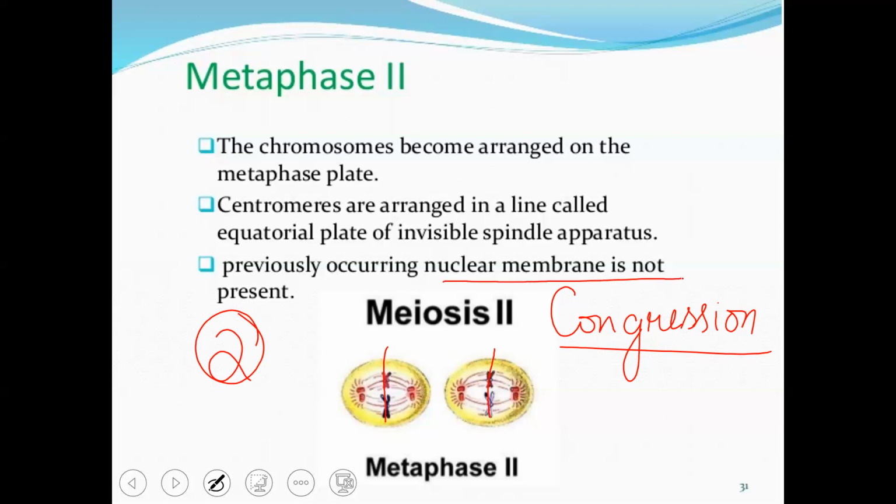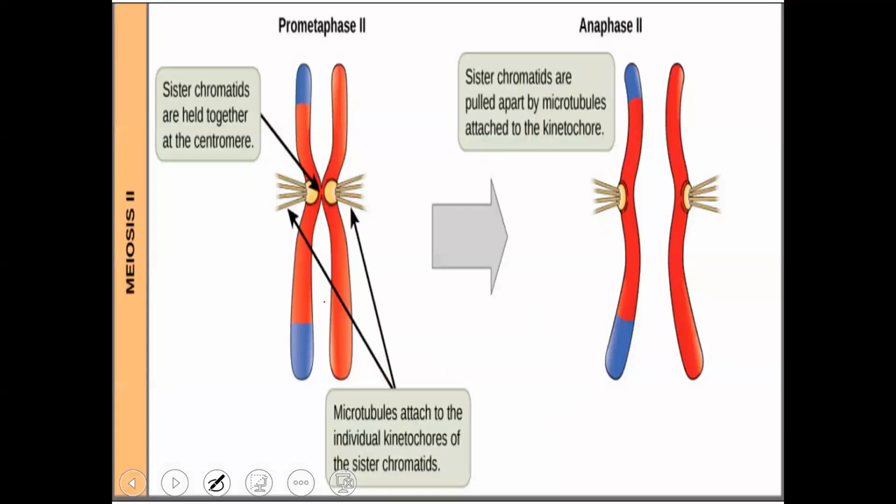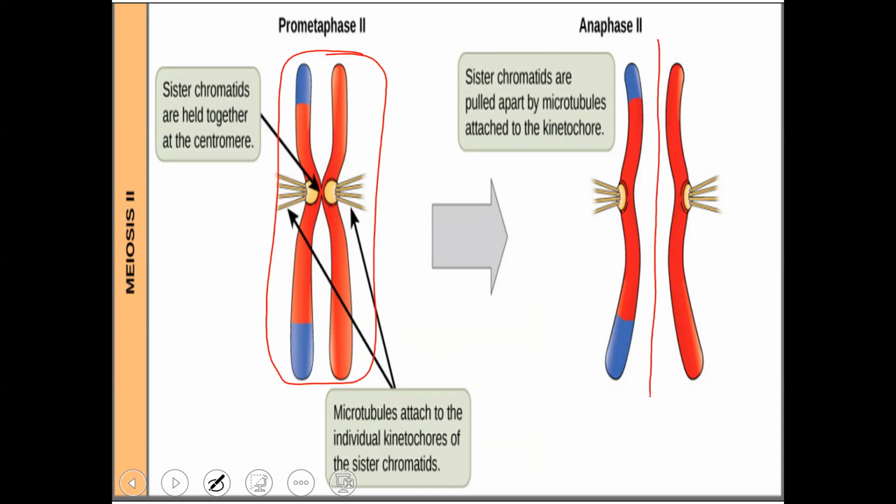So the nuclear membrane has completely dissolved, or disappeared, in the case of metaphase 2. Going ahead with anaphase 2, you can also see here, in prometaphase, how they were attached, and now they have got separated. The sister chromatids are pulled by the microtubules attached to the kinetochores.